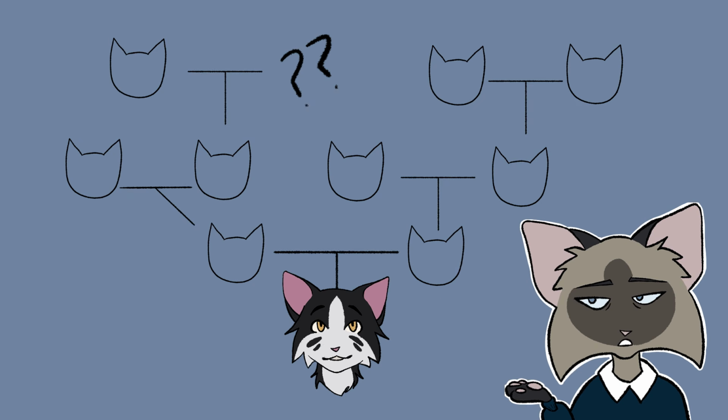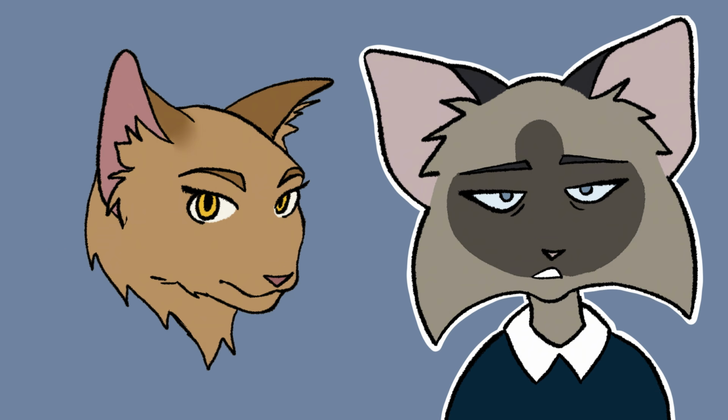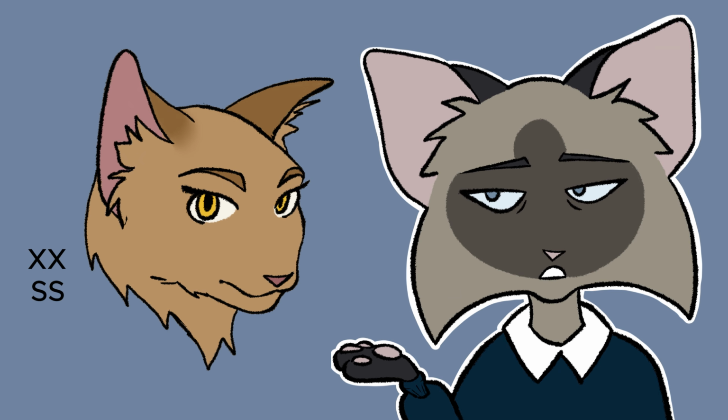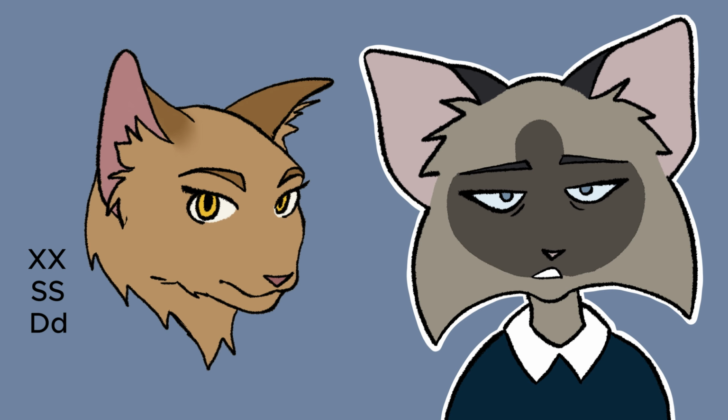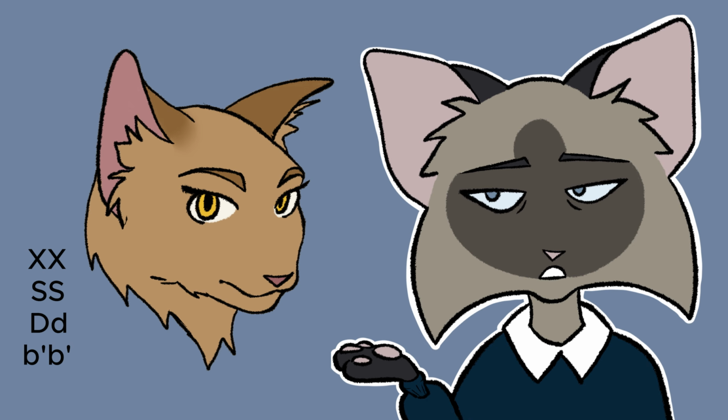So let's go ahead and start off with Hairpounce and Stagleap. Hairpounce in the books is described as a light brown, so she would be XX with a base color of black. She would also have Big S since she has no white. Big D little d for an undilute carrier, because again, we want to be able to pass on that little d if we need to. And her locus B would be B prime B prime, since a light brown is the most recessive.